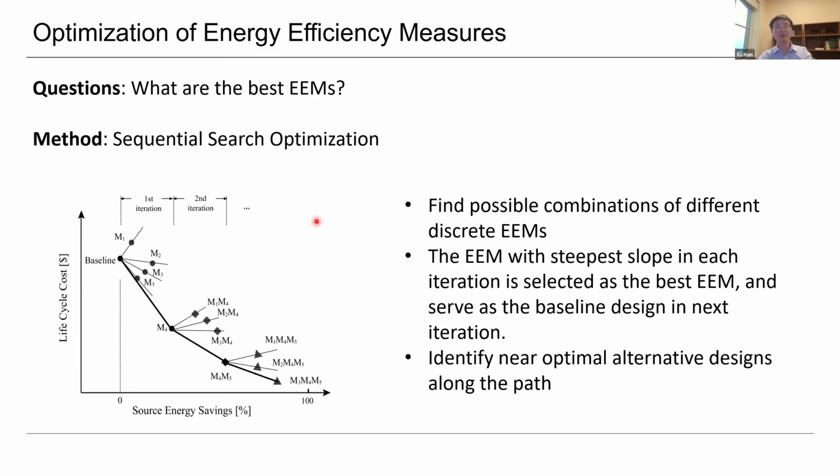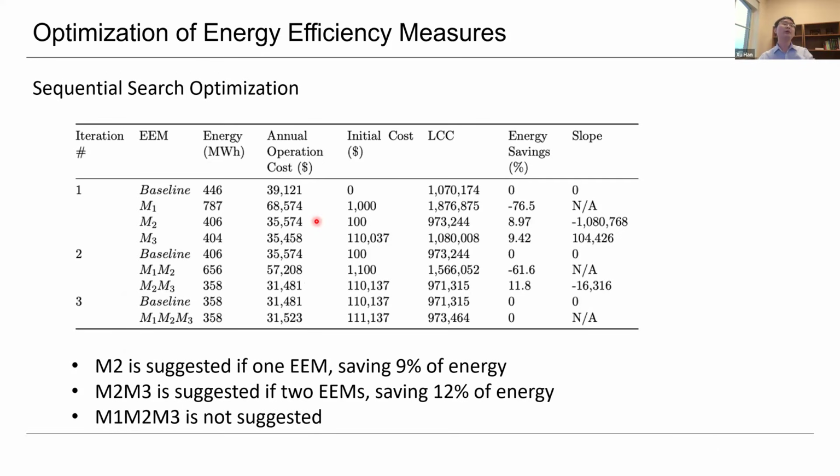If you do exhaustive search, you need to evaluate all the combinations, right? It's more computationally expensive. And this is the result. So our conclusion is that M2 combined with M3 is suggested, okay, saving about 12% of energy. And M2, M1, and M3 together is not suggested, okay?